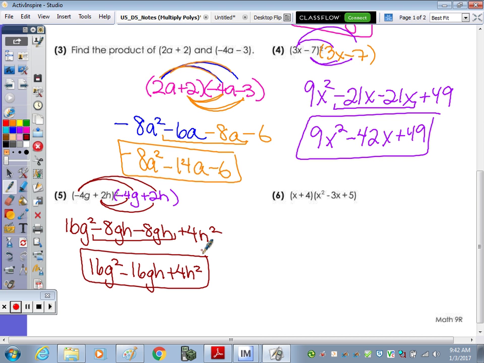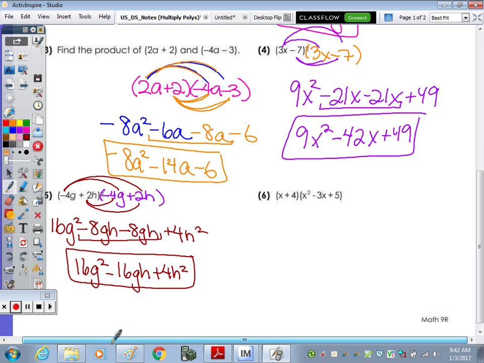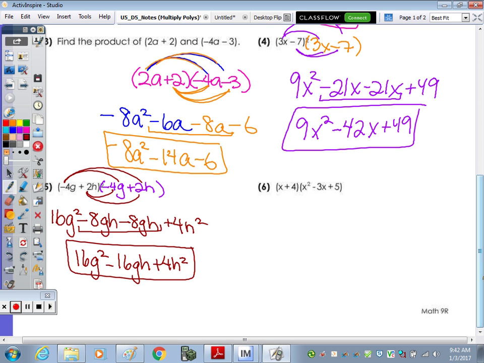In number 6, just making it a little bit longer. Not more challenging, but maybe it just gives you more opportunity to make mistakes. Go nice and slow. In number 6, we're going to do a binomial times a trinomial. And here, I will stack. Okay, I'm going to stack the like terms.